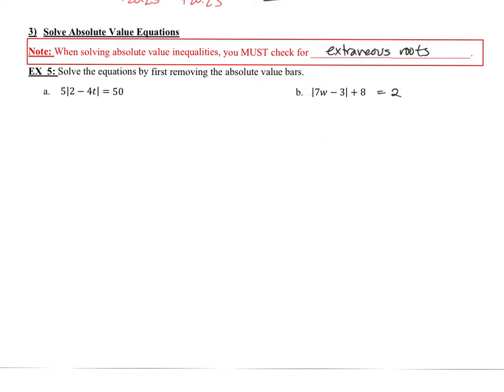So on our first equation, the absolute value is not by itself, so I'm going to go ahead and divide by that 5 to get it by itself. Now I have it by itself, so I'm going to go ahead and split this. We know that what's in the absolute value is either a positive or a negative number. We don't know which one it is, so we're going to have two options.